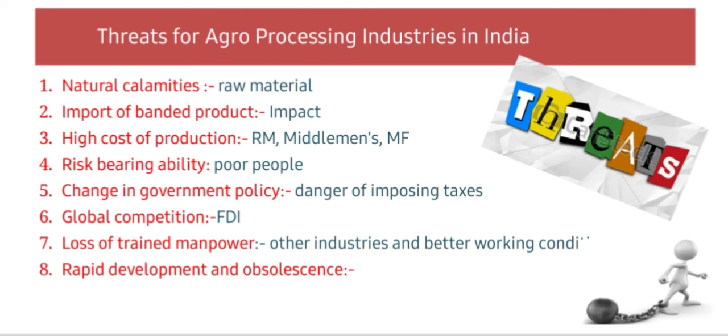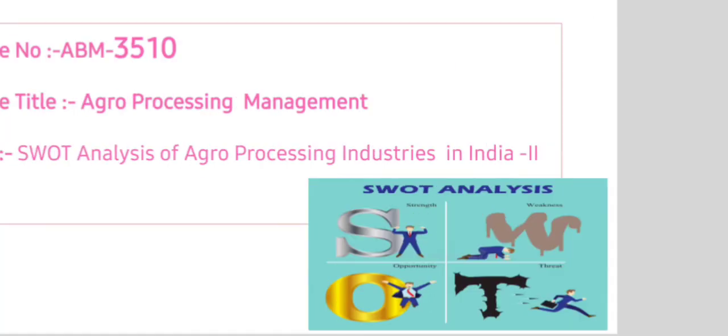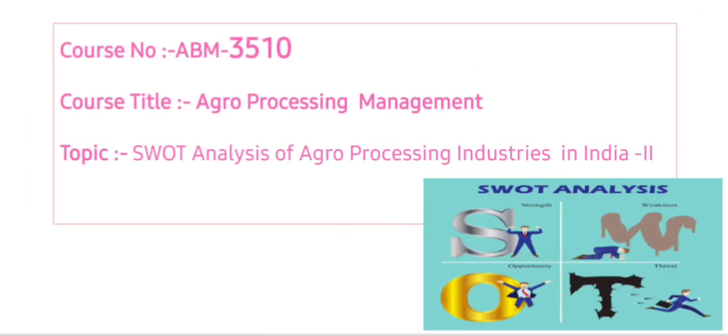Next, high cost of production, risk bearing ability, change in the government policies and the global competition, loss of trained manpower, and rapid development of obsolescence. So these are certain points. When we discuss the SWOT analysis, the strengths and weaknesses, the strengths are the opportunities and the weaknesses are the threats to the industry. So that's the reason we have discussed the opportunities and the threats.